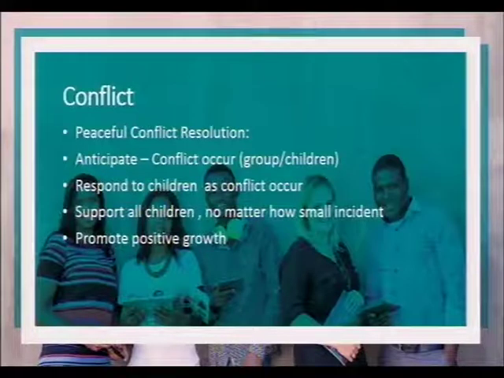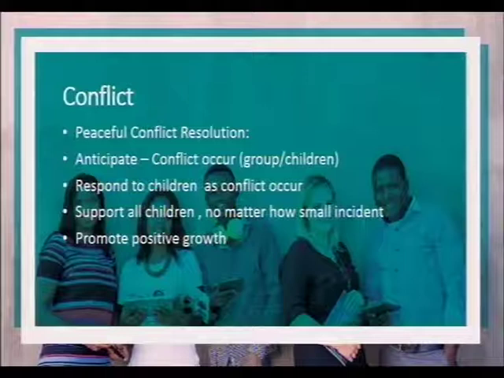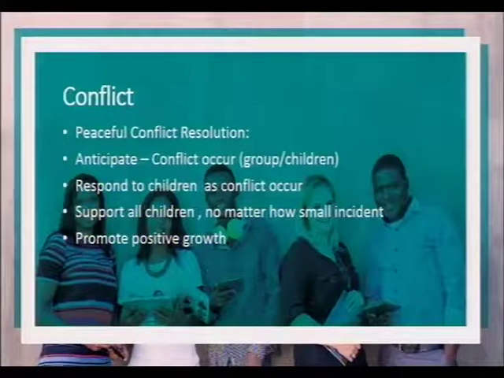Number 3 says you must respond to children as conflict occurs. So you must first wait for the conflict to occur before you can do something about it. And then the next one is you must support all children, no matter how small the incident is, which means it doesn't matter if you see something as petty. For children, it's a big deal because they are small, they don't know how to handle somebody who is more powerful or who has a stronger leadership quality than them. So you must not think that this is just a small problem. Any conflict or problem must be solved when it happens.